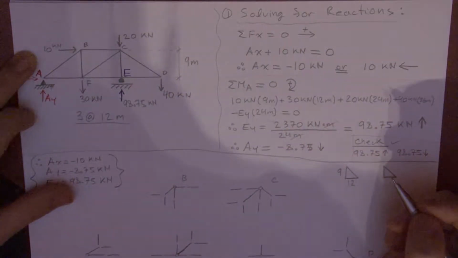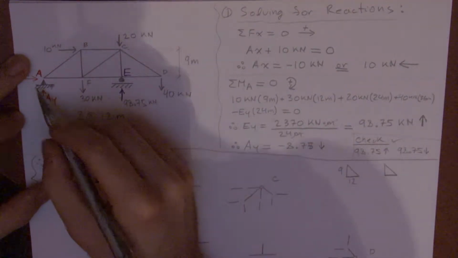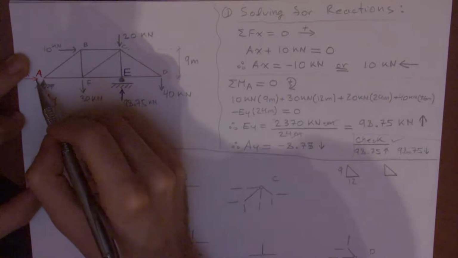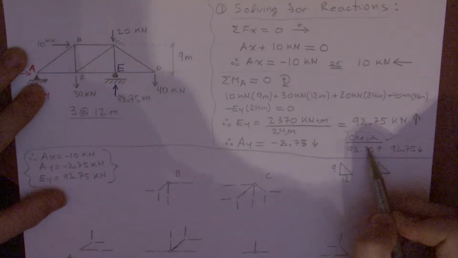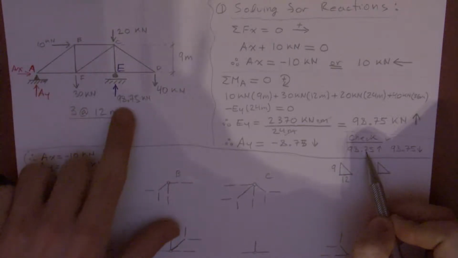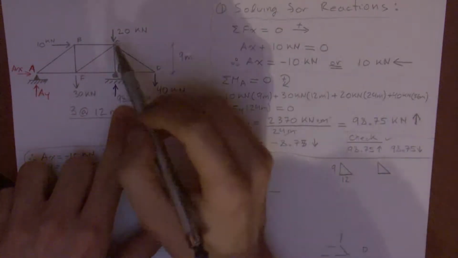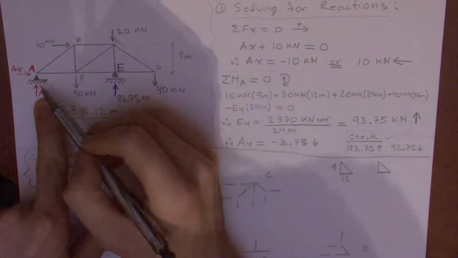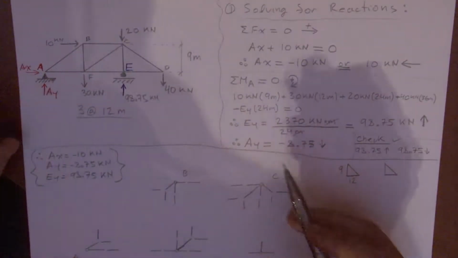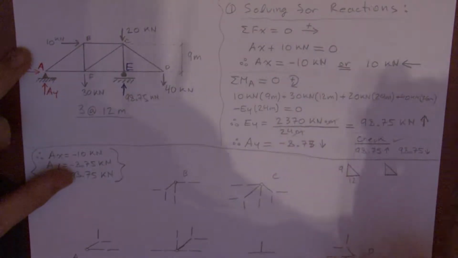Kilonewtons, alrighty. And then this one is actually going down, and this one is actually going to the left, so they're both opposites. You can check that because you have 98.75 going up. You have these forces here that add up to 90 going down, therefore this must be negative 8.75 to create equilibrium in the y direction.